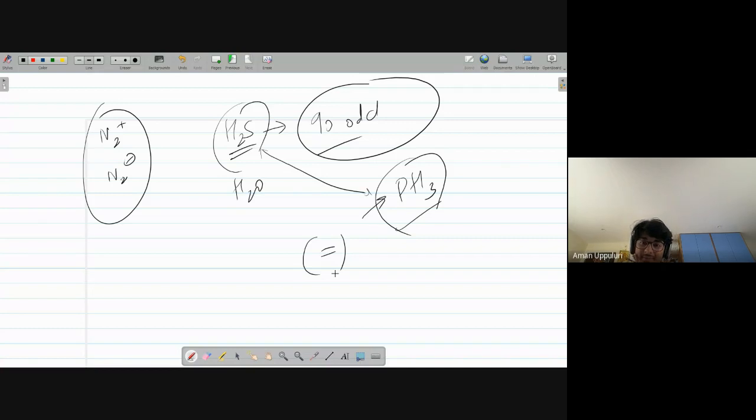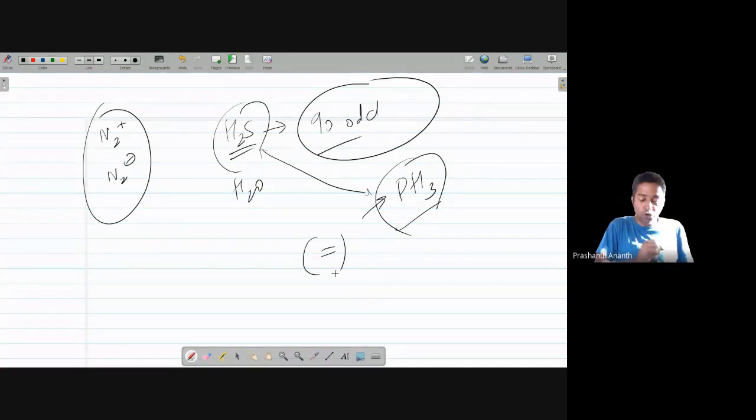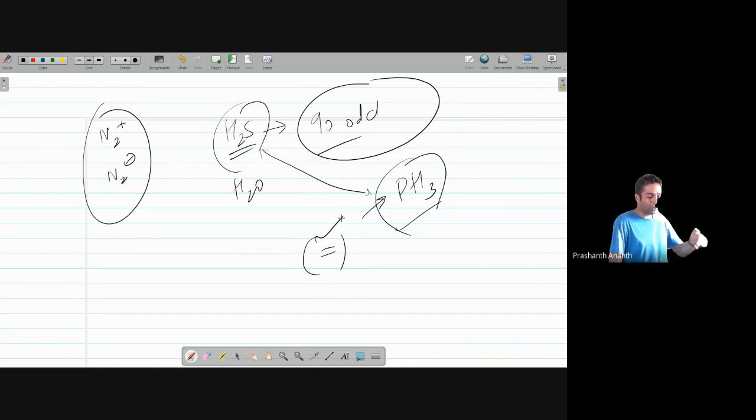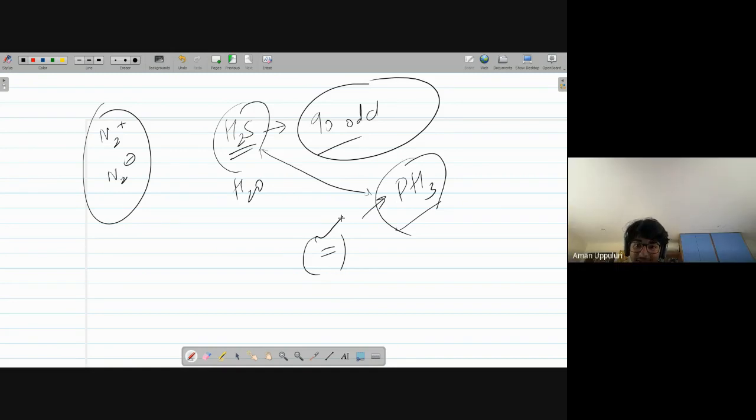You won't get an answer. I mean, what should be the answer? This should be the correct answer. PH3, yeah, equal to. My bad. So equal should be the logical answer according to what you said, no? Yes. No, both don't have hybridization.